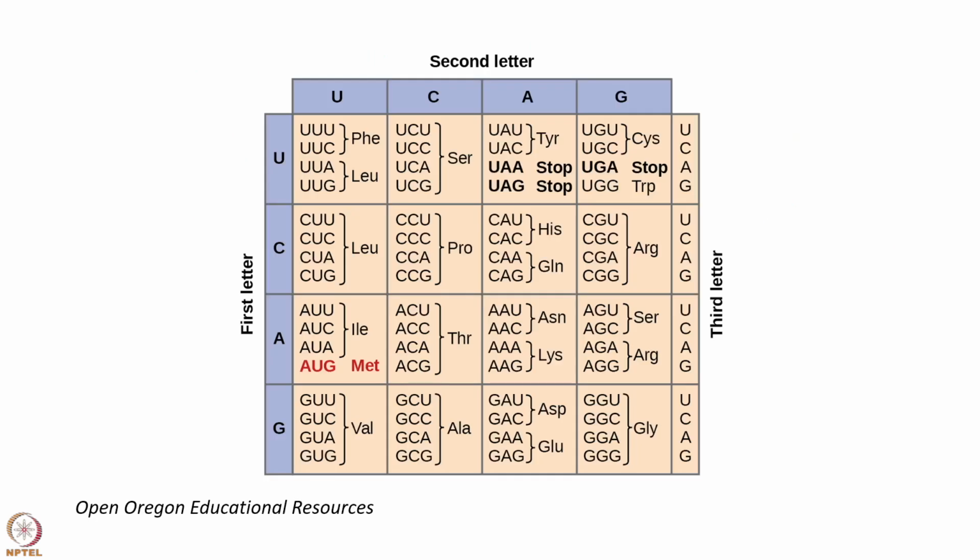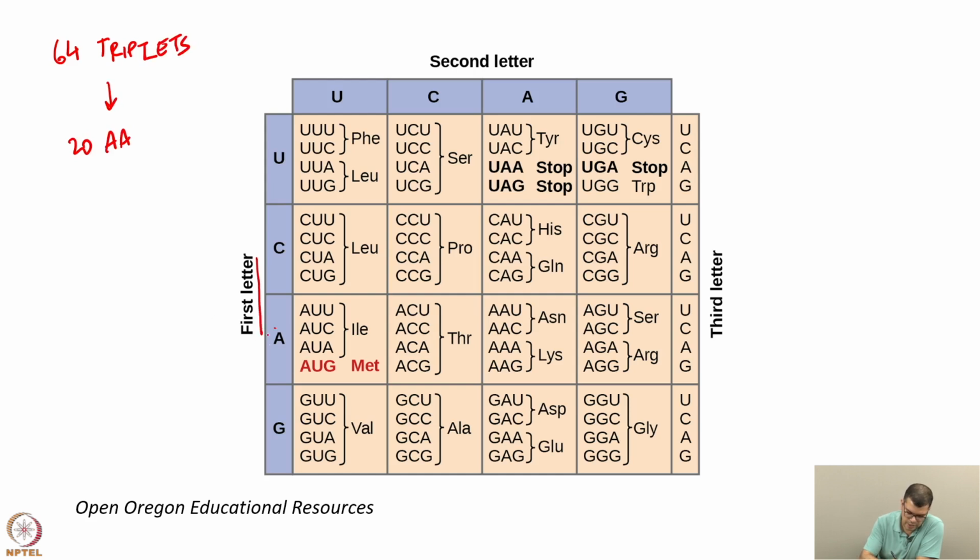So, for example, let us look at this table. This is the summary of how the 64 triplets correspond to 20 amino acids. If you see here, the rows indicate the first letter, so that is A. The columns indicate the second letter, so that is U, AU, and these finer gradations here indicate the third letter. So, this is AUG. AUG as a triplet corresponds to methionine, and it is indicated in red here because this is also the start signal to start the process of protein synthesis.